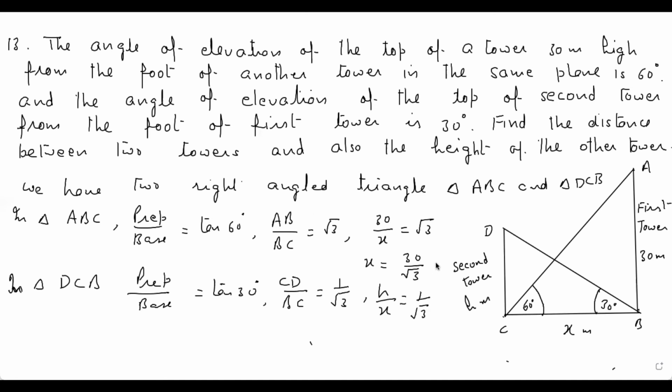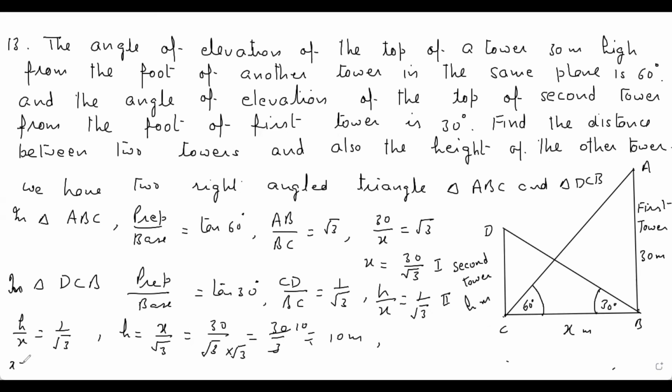Now I have two equations. One is x is equal to 30 by root 3. The other one is h by x is equal to 1 by root 3. So this is the first, this is the second. I am to find the value of h. So h by x is equal to 1 by root 3. So here h is equal to x by root 3. Instead of x, I am going to write 30 by root 3 into root 3, is equal to 30 by 3. That is 10. That is 10 meter. So value of h is equal to 10 meter.